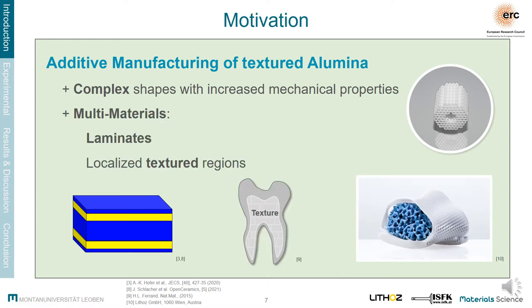Another reason is the possibility of fabricating multi-materials. On the one side, laminates can be fabricated, but also parts of more complex shapes, as for example here, a bone implant where the shell is another material than the core. Here we can profit from different properties of different materials and combine them. In our case, an example would be a tooth, where the core could be textured, showing a very high fracture toughness, and the shell or the coating is very dense and has a high strength.